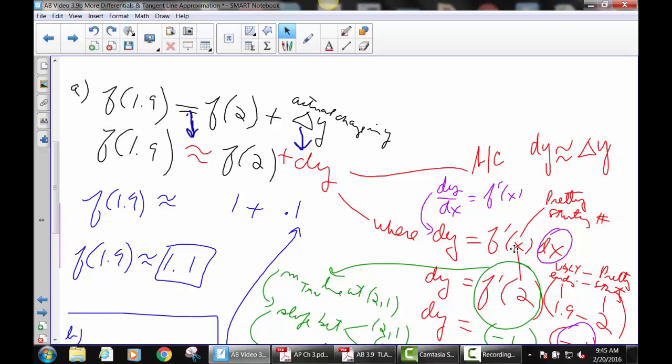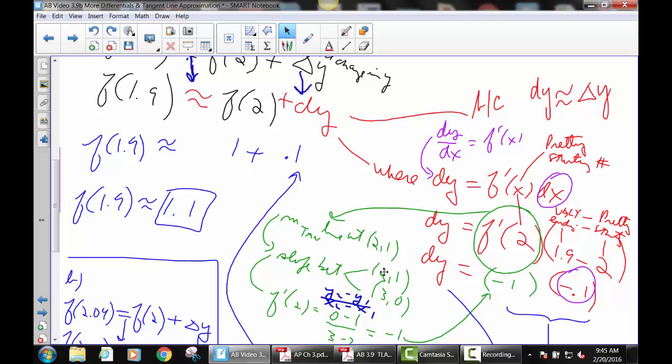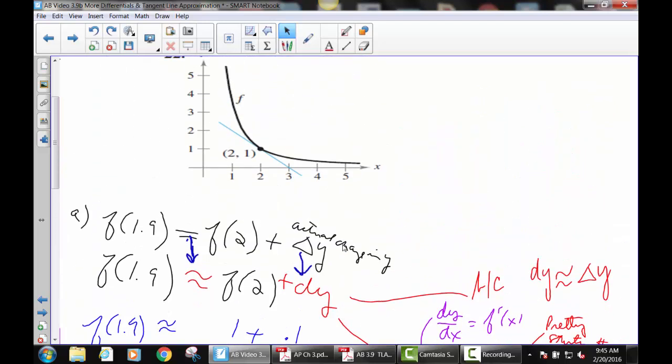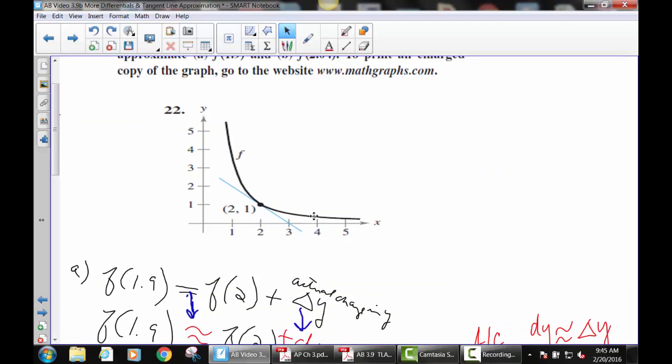So dy is f prime of 2, which is our pretty number. And dx is the change in x. Now, it's always going to be the ugly number first, the decimal number, minus the pretty number, that being the x-coordinate of the point of tangency. So it's f prime of 2 times 1.9 minus 2. So we have to figure out f prime of x. Oh, I don't have the function, so I can't figure out what f prime of x is algebraically.